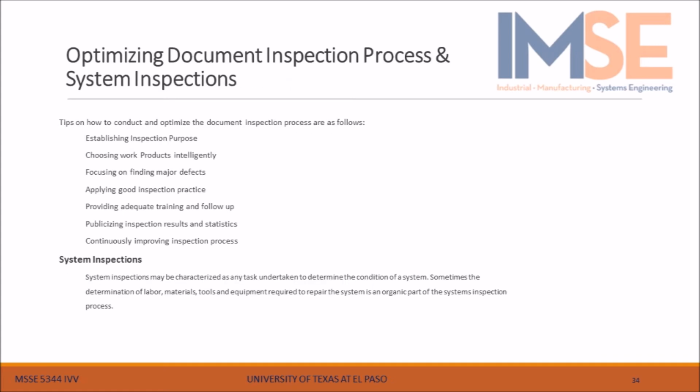Optimizing document inspection process and system inspections. The following are some tips about how to conduct and optimize the document inspection process. Establishing inspection purposes, choosing work products intelligently, focusing on finding major defects, applying good inspection practice, providing adequate training and follow-up, publicizing inspection results and statistics, continuously improving the inspection process. System inspections may be characterized as any task undertaken to determine the condition of a system. Sometimes the determination of labor, materials, and tools and equipment required to repair the system is an organic part of the system's inspection process.